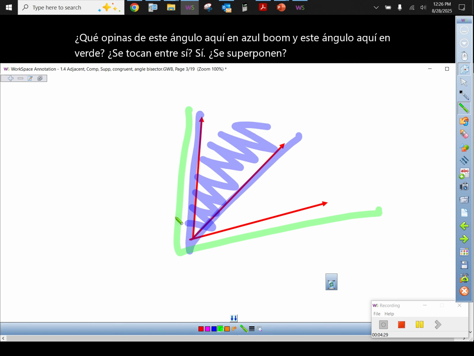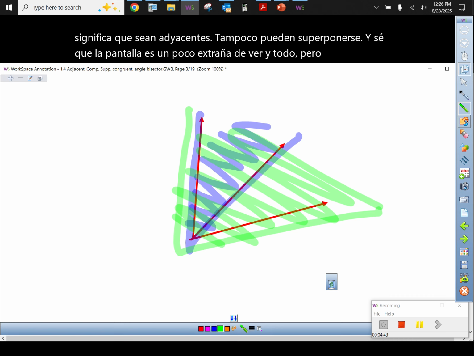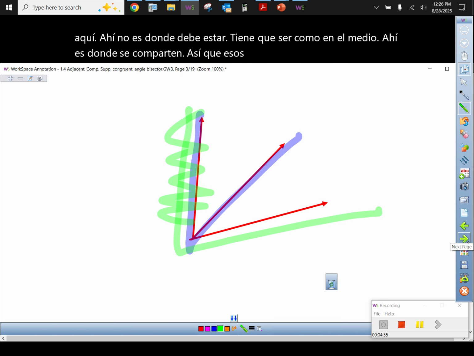I'm going to shade the green one in. Did they overlap? See, just because they touch each other doesn't mean that they're adjacent. They can't overlap either. And I know the screen is kind of weird to see, but did you see how I highlighted that one blue one first and then the green one? The shared ray was right here. That's not where it needs to be. It needs to be in the middle. That's where they share each other at. So those are non-adjacent. That would be a counterexample.